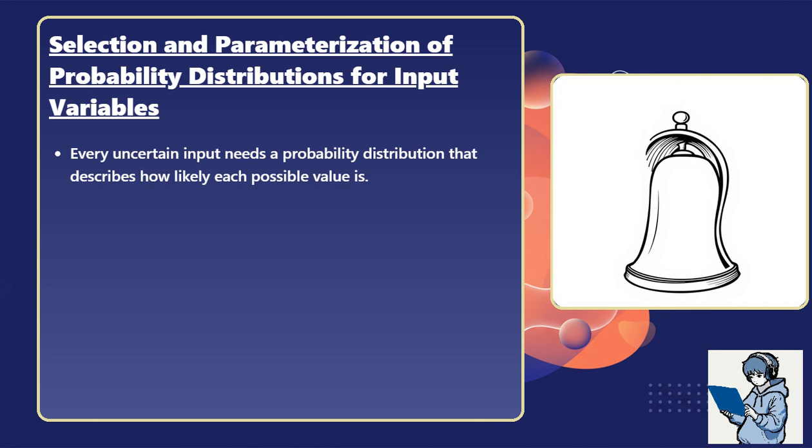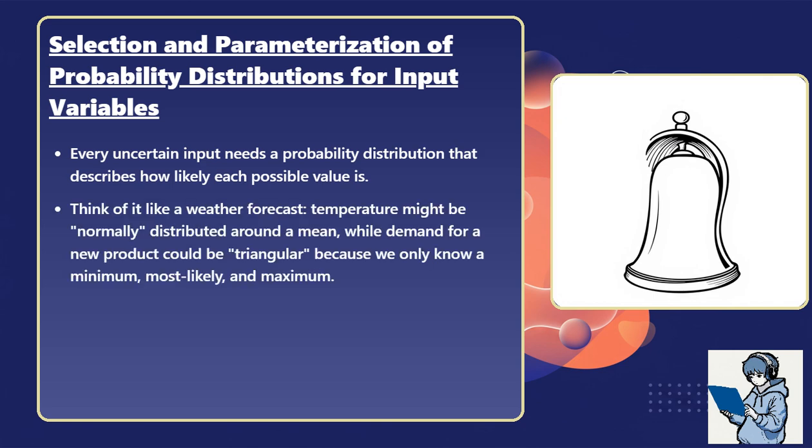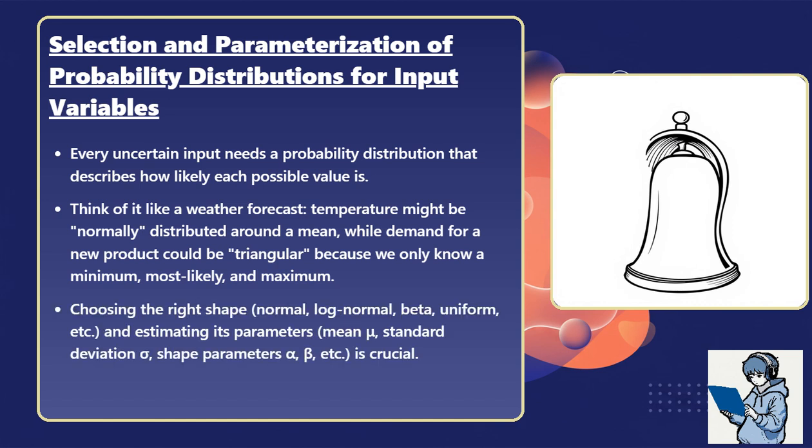Every uncertain input needs a probability distribution that describes how likely each possible value is. Think of it like a weather forecast. Temperature might be normally distributed around a mean, while demand for a new product could be triangular because we only know a minimum, most likely, and maximum. Choosing the right shape (normal, log normal, beta, uniform, etc.) and estimating its parameters (mean mu, standard deviation sigma, shape parameters alpha, beta, etc.) is crucial.